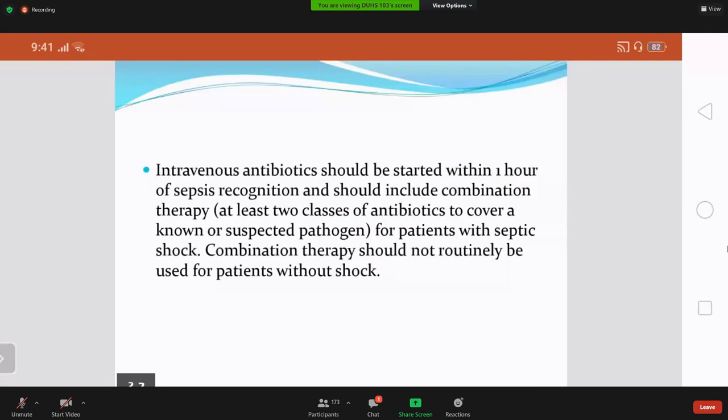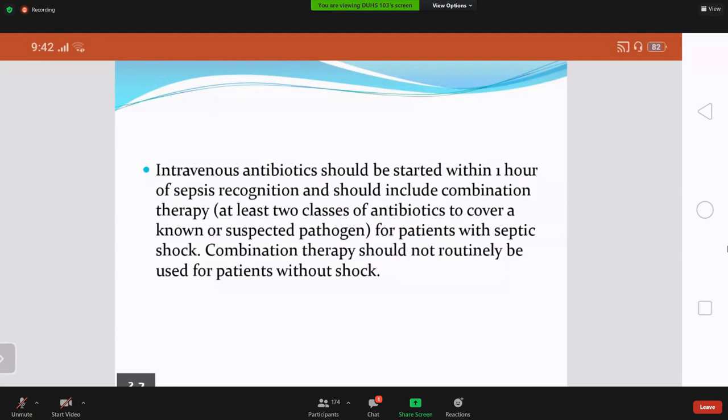So what needs to be done is we need to start IV antibiotics within the first hour of sepsis recognition, meaning once a patient comes to you, you have decided the patient has sepsis based on the criteria I have mentioned above, you have recognized a source of infection and the blood cultures have been drawn, then it is appropriate to start antibiotics while the cultures are pending. And this should include combination therapy.